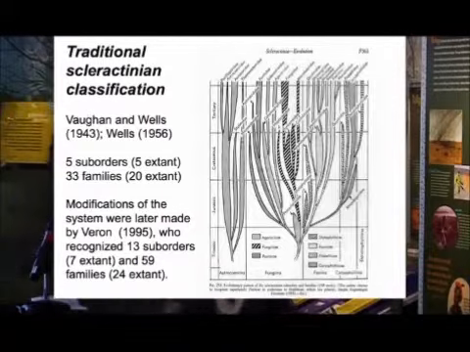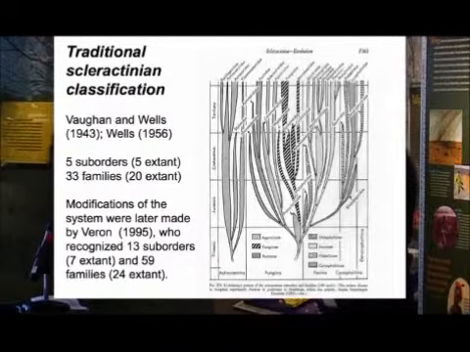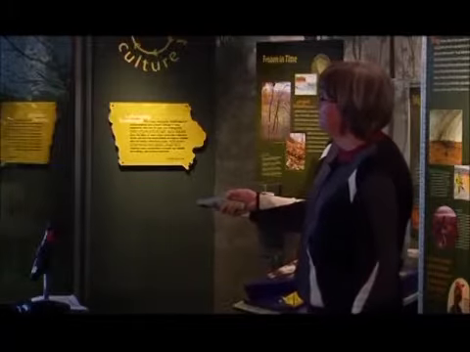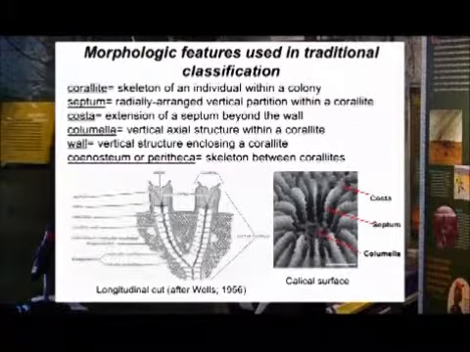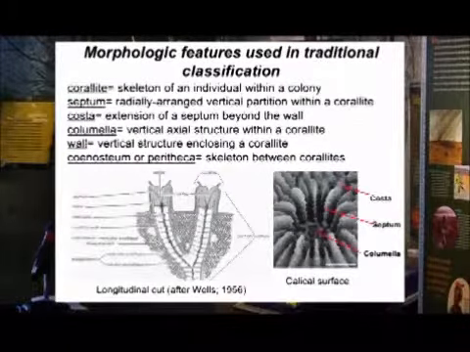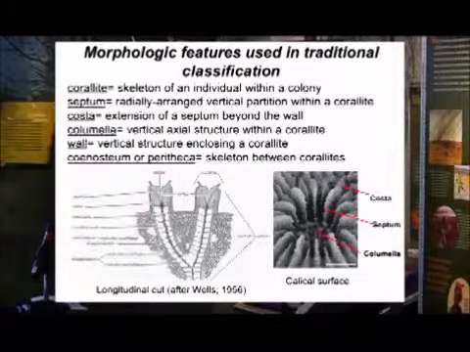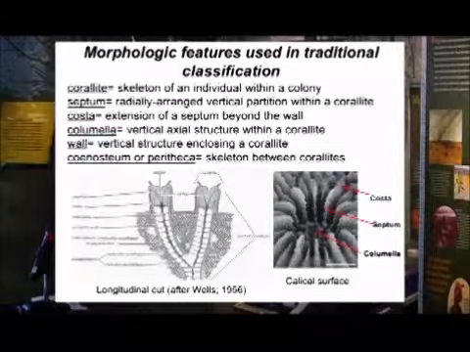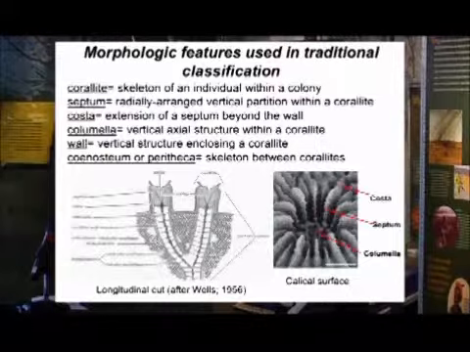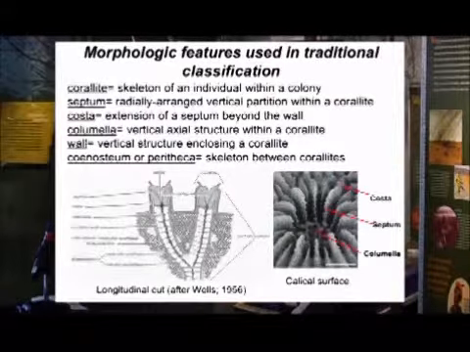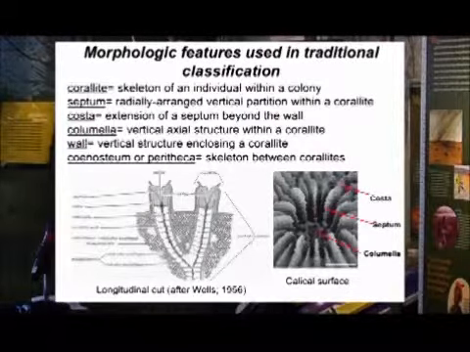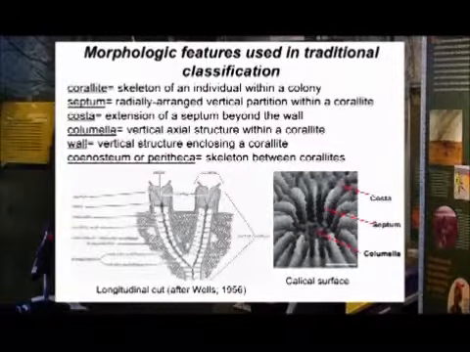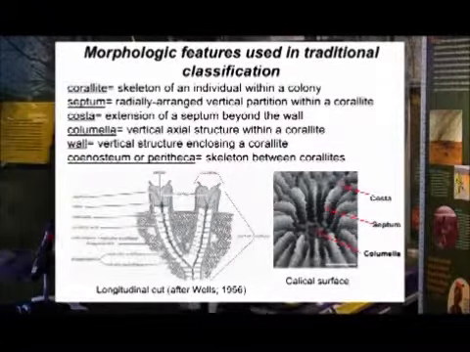And it's based on skeletal morphology. These are the traditional features that play prominently in Sclerotinian classification. First are the corallites within colonies. These are the individuals within a colony and how well they're integrated. Second are the septa. These are the radially arranged vertical partitions within a corallite. These are these structures here. Costae are extensions of septa beyond the wall. The columella is a central axial structure that runs down the corallite. The wall is a vertical structure enclosing a corallite. And the synostium or paratheca is a skeleton between corallites.